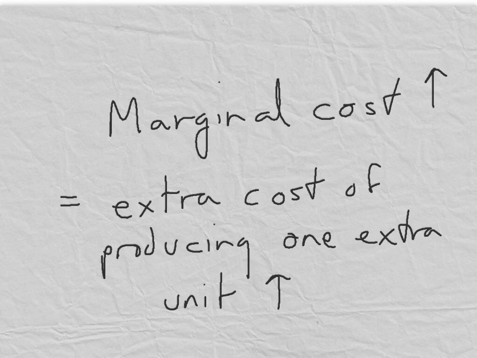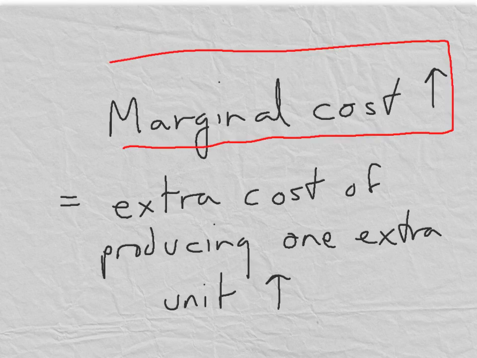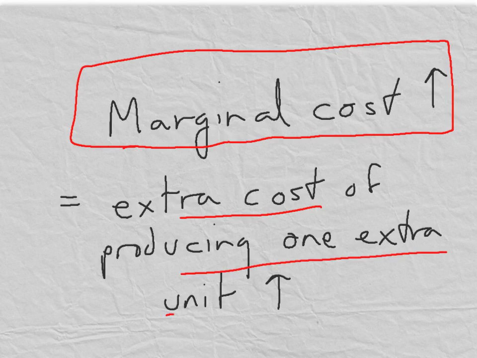We say that the marginal cost of producing units goes up. Marginal cost means the extra cost of producing one extra unit. And as the quantity produced by producers increases in the short run, marginal cost per unit also increases.